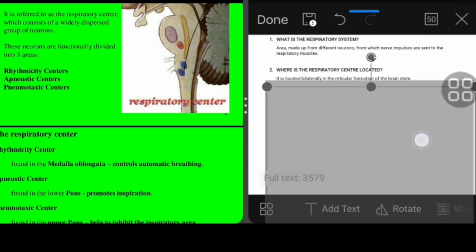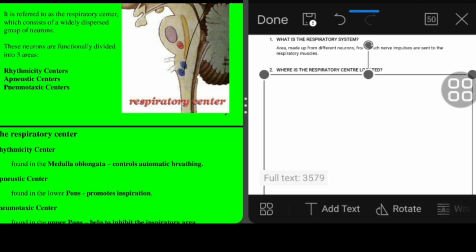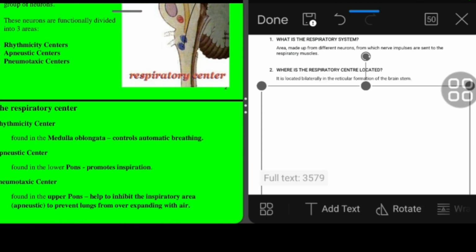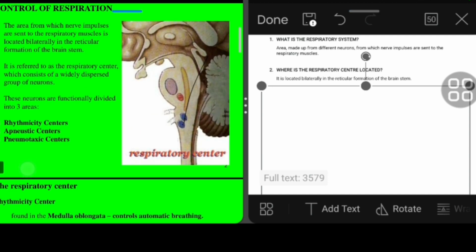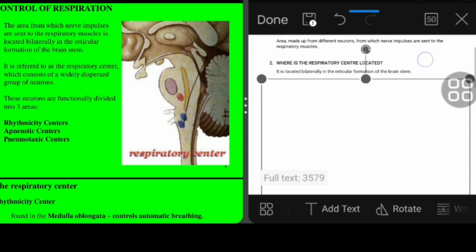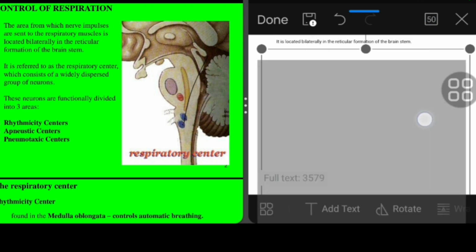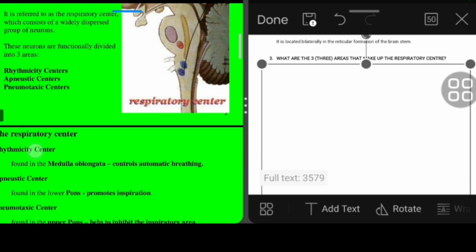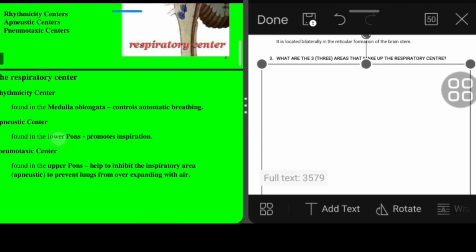So if we move down, where is the respiratory center located? And then it tells you that it's located over here, which was the second part, bilaterally in the reticular formation of the brainstem. So you can start simple with your definitions and location of things. Okay, then the next part, what are the three areas that make up the respiratory center? Which is now this part where it says these neurons are functionally divided into three areas, which is your rhythmicity center, apneustic center, and your pneumotaxic center.